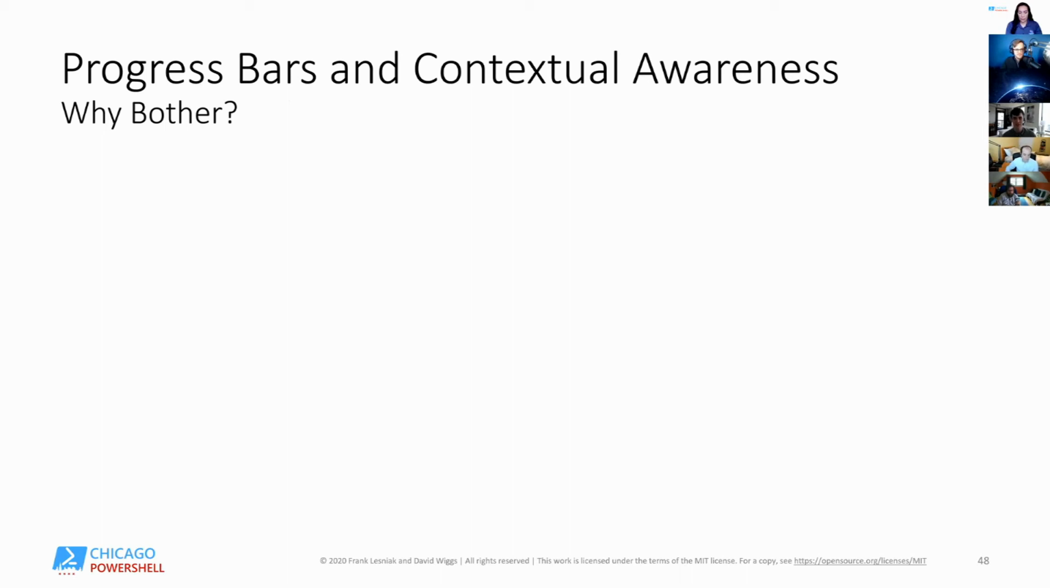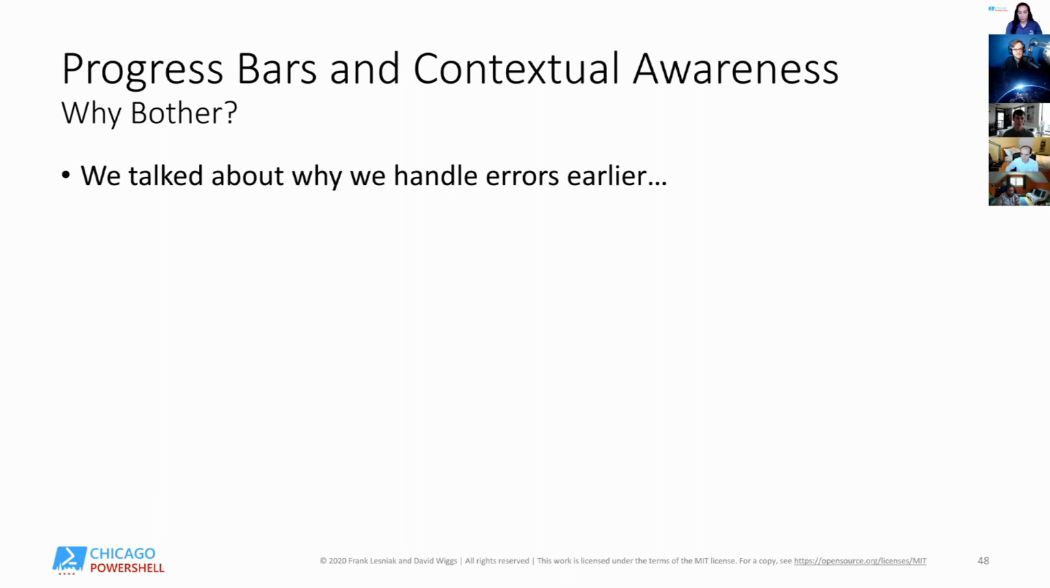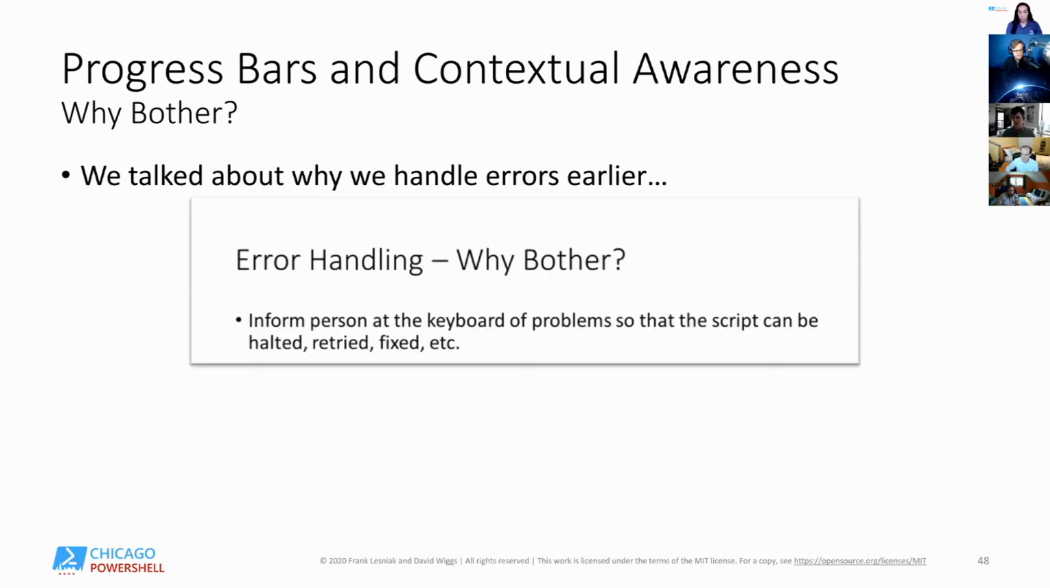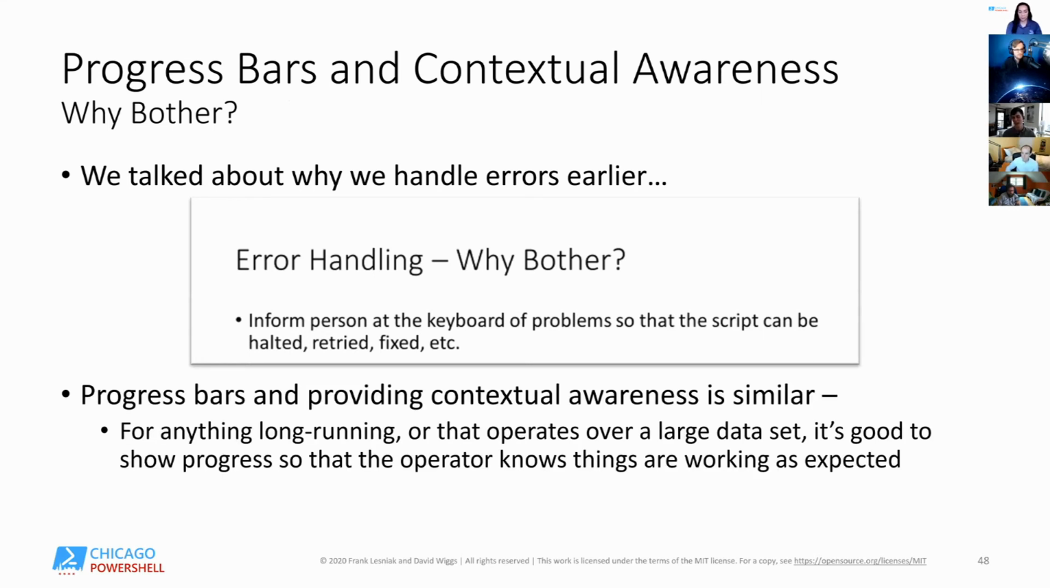Just like we talked about error handling, I think it's very self-evident why you'd want to handle errors. In the same fashion, why bother with progress and contextual awareness? It's kind of the same idea. These are good things to do, and when you incorporate them into your basic functional programming, it makes things a lot easier to consume, a lot easier to operate, and to become familiar with as a tool.